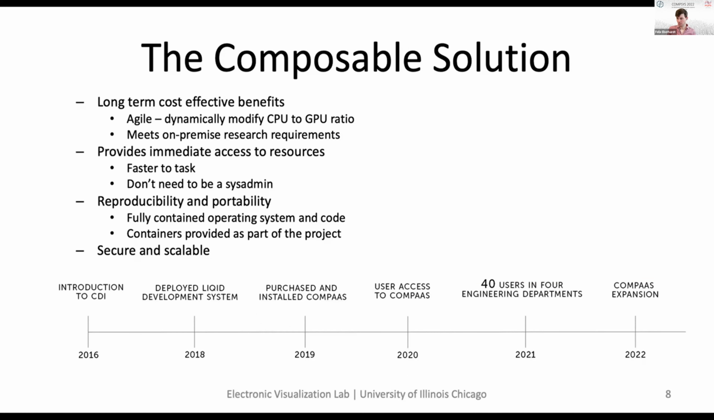The composable solution has a few obvious benefits for us. There's some long-term cost benefits. It provides immediate access to resources for a lot of our users. It still provides us our reproducibility and portability platform that we need. And it has additional security and scalability features that we really like. A brief timeline, in 2016, we were introduced to composable disaggregated infrastructure. Since then, we've acquired a development system, purchased and installed our new 2-rack system, provided a number of users that continues to grow, and have completed a more recent expansion of the system to provide even more benefits going forward.